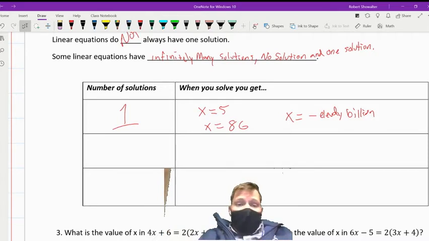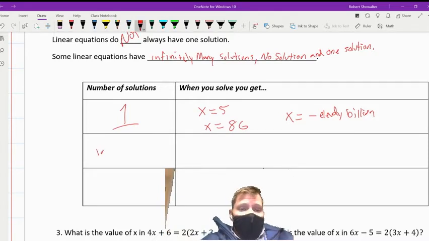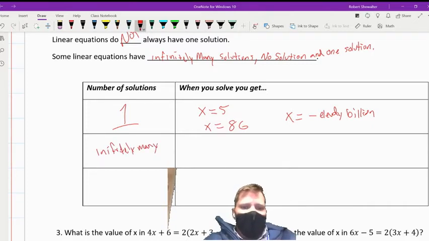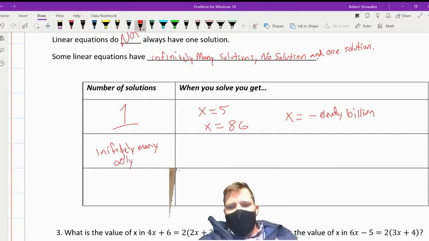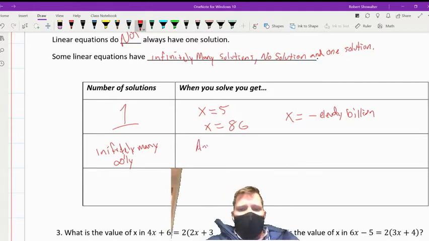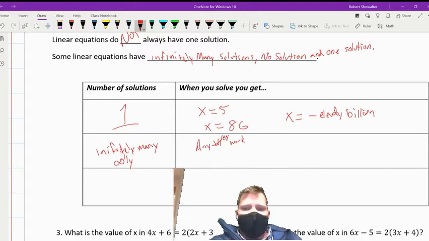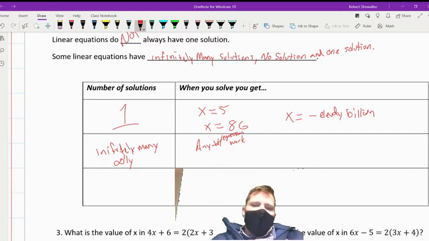Anyway, number of solutions. Another option would be infinitely many. Some people abbreviate that like this. So infinitely many solutions. That means any number works. Any number or expression would work to make it a true statement in the end.